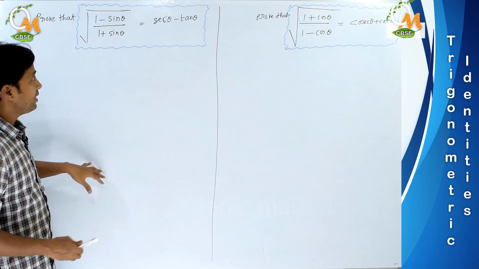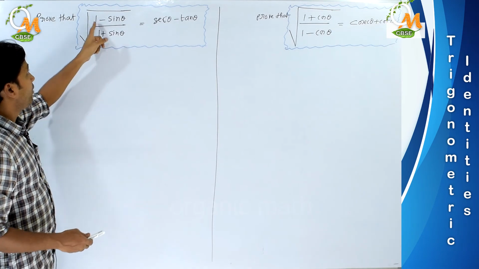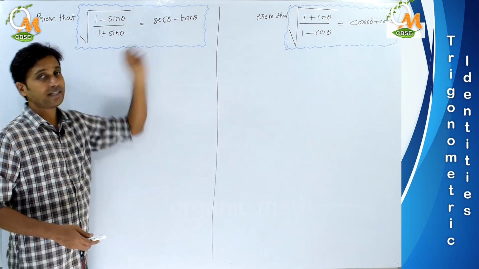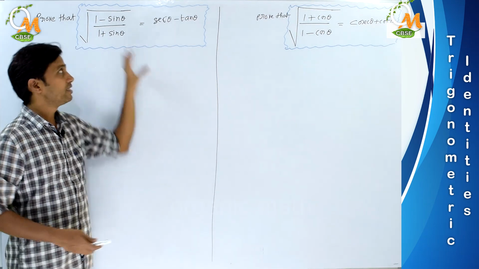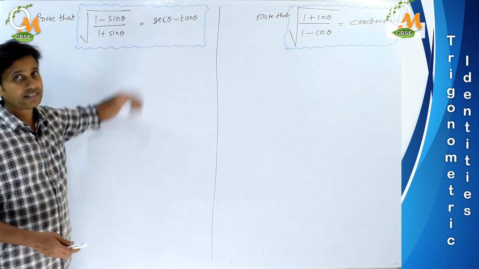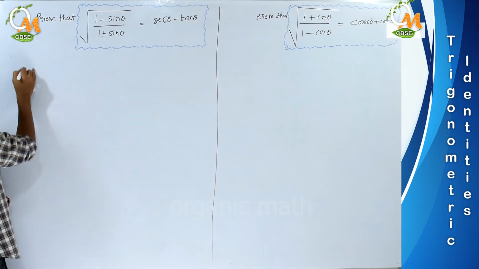First let us solve this part, and we need to prove here square root of (1 minus sin theta) by (1 plus sin theta) equals secant theta minus tan theta. That means this is the LHS part. We need to take this and we need to obtain this one. Let us see how to get it. See, take the LHS part.